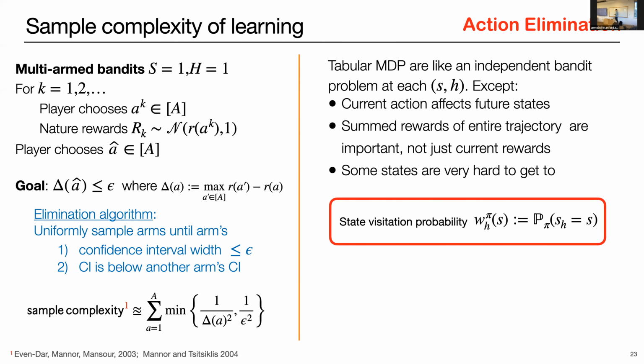And so a key piece of our analysis is going to be the state visitation probability. Okay, so this W_h^pi(s), take a moment and stare at that for a second, because it's going to come up a lot. What it is, is just the probability that when you're playing policy pi, it visits state s at time h. Okay, so W_h^pi(s) is the probability that policy pi visits state s at time h.